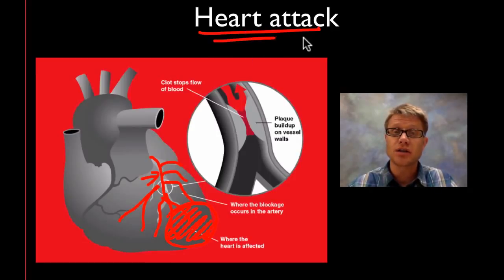And so what is a heart attack? A heart attack is simply when you have blockage in the vessels that serve the heart, and so the heart muscle can die. And that's why it's super important that we take care of our heart. We keep our vessels very, very clean because we need our heart to beat our whole life.